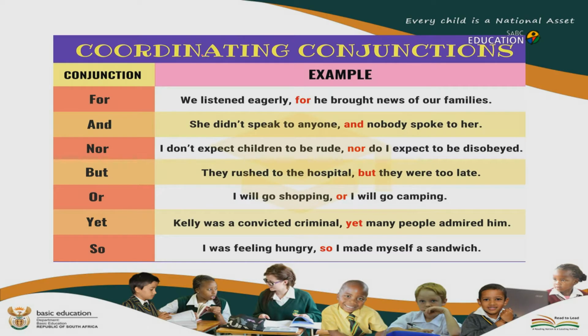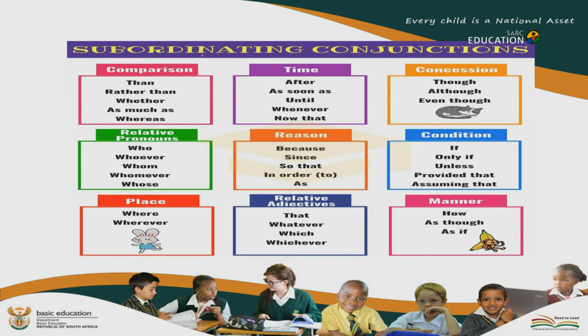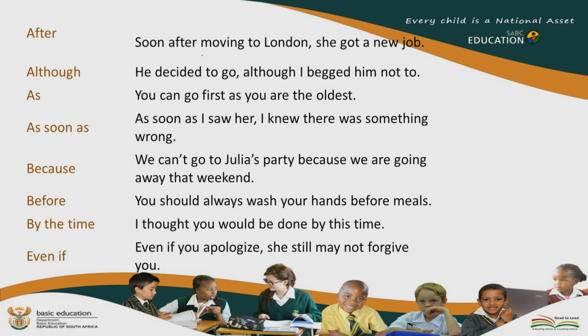Here, let us look at some of the example sentences for coordinating conjunctions. We listened eagerly. This is a different clause. For, we add more information. We join together two separate clauses. He brought news of our family. We can look at an example of a subordinating conjunction. These are two separate clauses. As soon as I saw her, if we look at as soon as, I knew there was something wrong. By the time, I thought you would be done by this time.